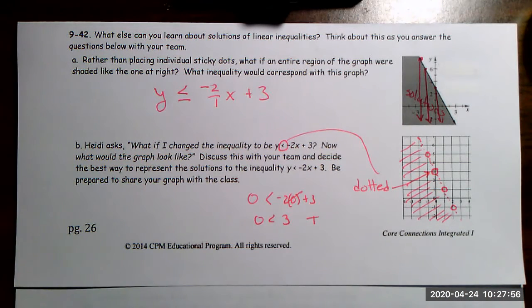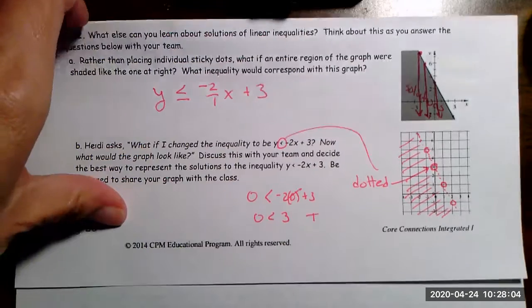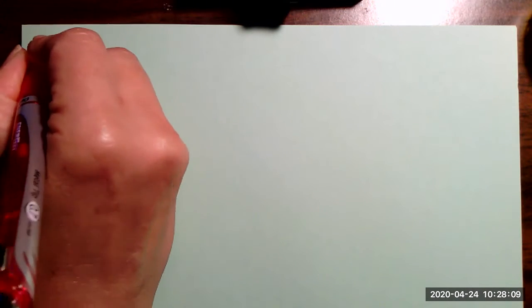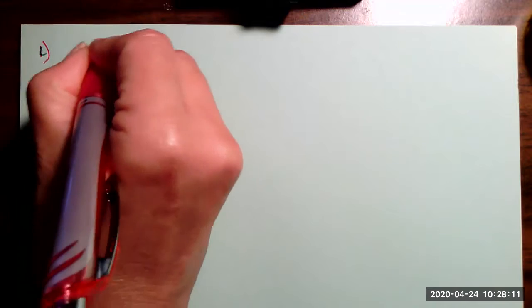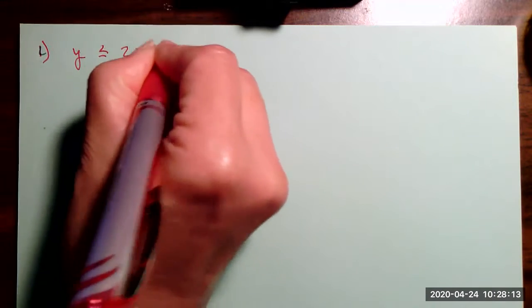So what I'm going to do today is I'm going to do a problem, then I'm going to have you do a problem. I'm going to do a problem, I'm going to have you do a problem, because I'm going to throw in some variations of problems. All right, so the first problem that I'll show you an example of is y less than or equal to 2x plus 1.